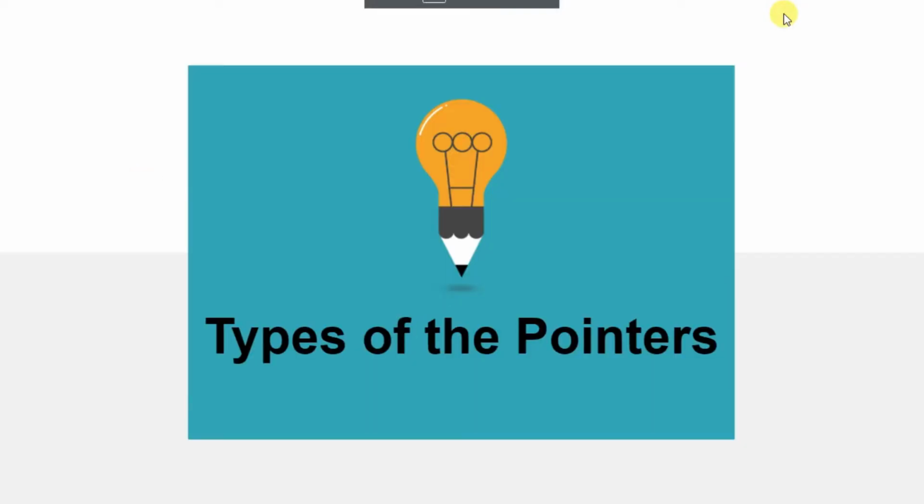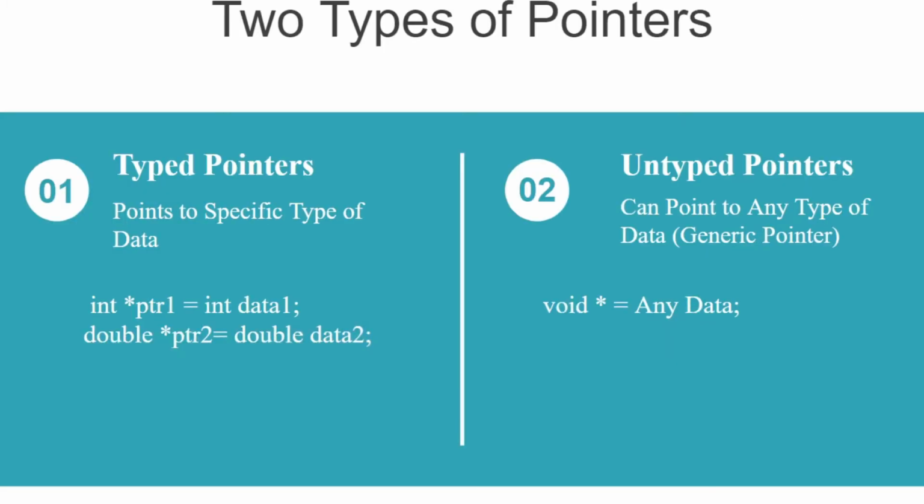Okay, now let's see the next part, which is the most important part. What are the different types of pointers? Let me tell you, there are basically two types of pointers. The first is a typed pointer, and the second is an untyped pointer. So what is meant by a typed pointer? A typed pointer points to a specific type of data.